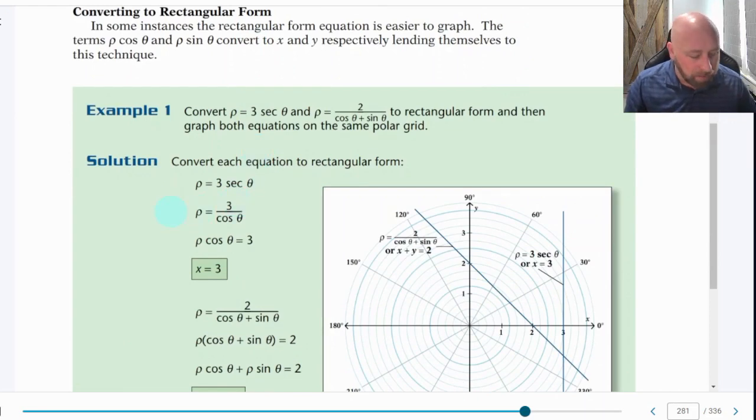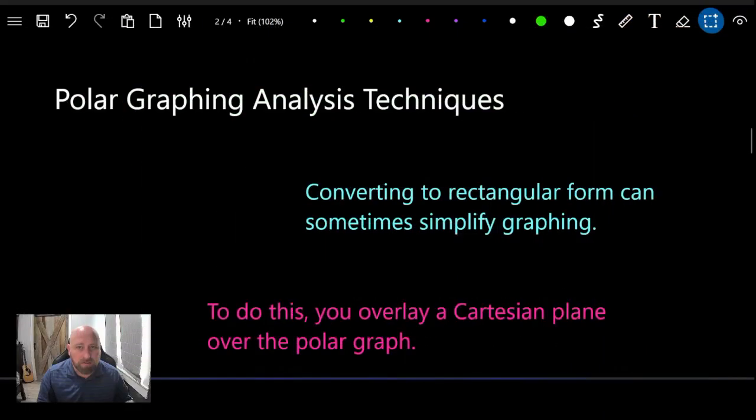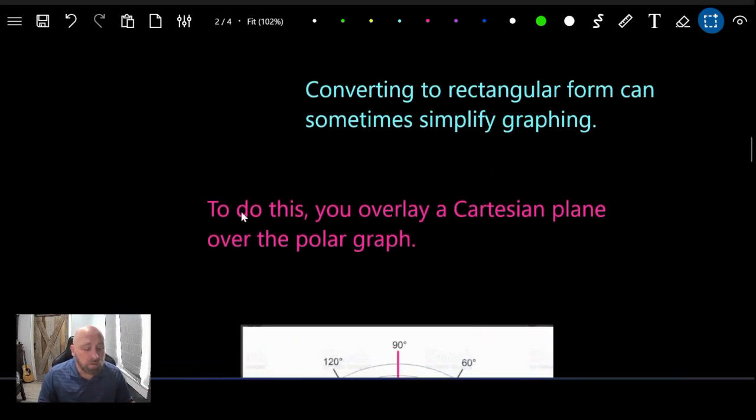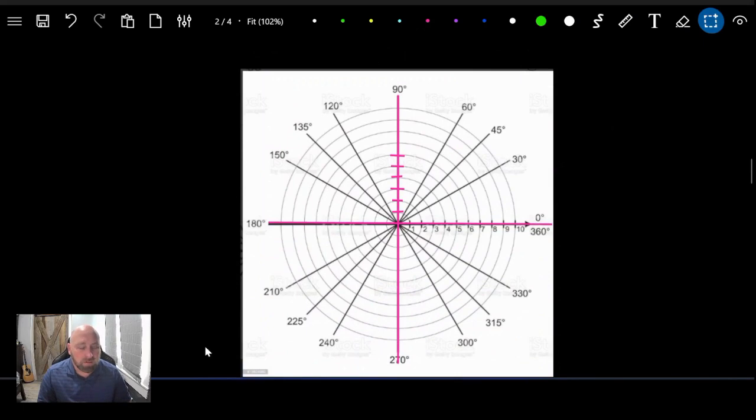So the why behind it is, let's go ahead and look over here at the screen. I'll teach from over here for a second, and then we'll jump back to the book. The why behind it is that sometimes converting to rectangular form can help us simplify the graphing process. In other words, sometimes it's a whole lot easier if we do it that way. Now, to do this, we're going to overlay a Cartesian plane on top of our polar graph. So it's going to look like this.